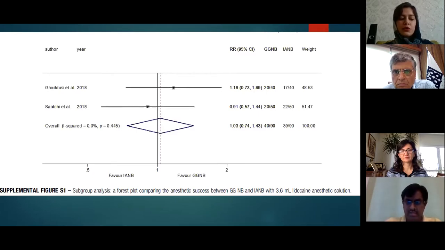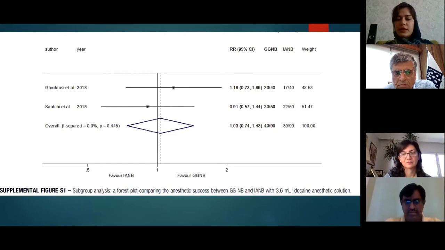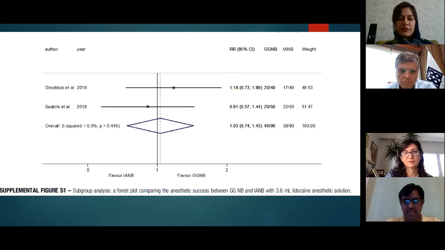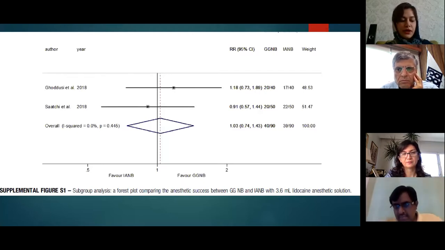This plot is a subgroup analysis considering the type and the volume of the anesthetic agent used. As you can see, 3.6 milliliter lidocaine is used in both of these articles. There is no significant difference between GO gates and inferior alveolar nerve block when this volume of lidocaine is used, which is similar to the primary analysis. This subgroup analysis is not performed in the other subgroups because of the limited number of studies.